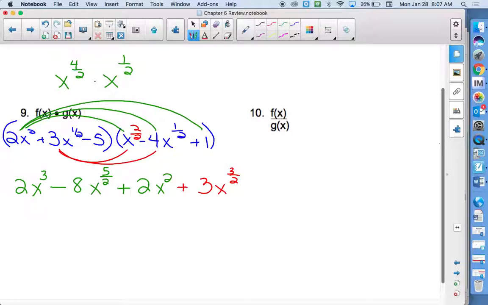All right, Julia, 3x to the 1/2 minus 4x to the 1/2 is? Minus 12x. And then just put 2. Right, because 1/2 plus 1/2 makes 1. And then the last one, 3x to the 1/2 times 1 is just 3x to the 1/2.